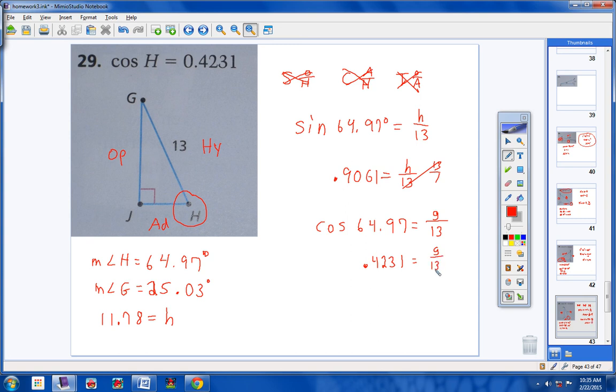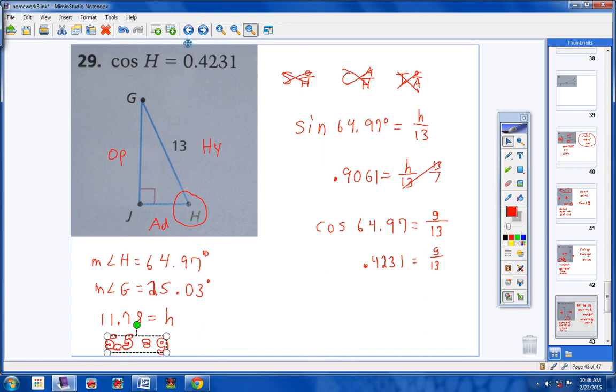And then your denominator is 13. So we're going to multiply both sides by 13 to get rid of my fraction. On the left side, you'll be left with 5.5000, so we're just going to put 5.5. And over here, if you multiply the right side by 13, you're left with g. So we're finished with this problem. Pretty simple. Not too bad, okay?